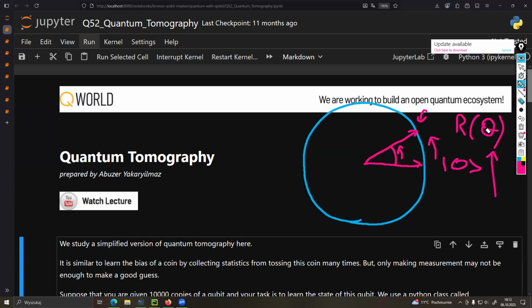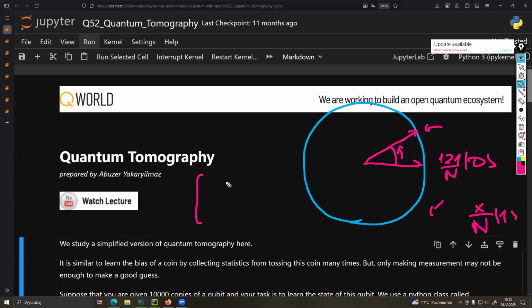We have mentioned that we can alleviate this issue by performing multiple experiments, right? So that's nice, because we can get, let's say, 121 outcomes of 0 out of n, and some other x amount out of n of 1. For example, this will be 121 out of n.